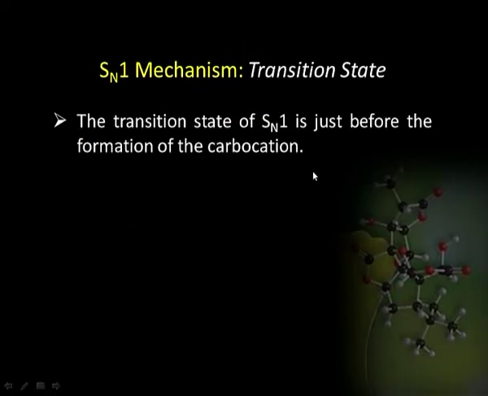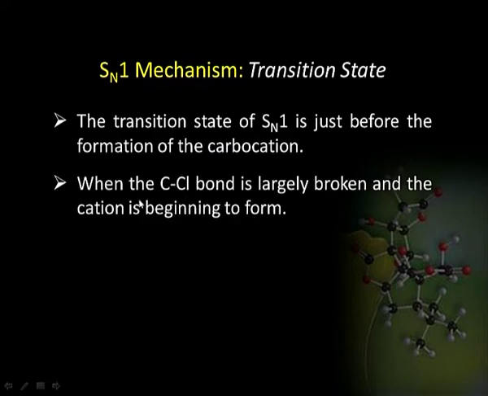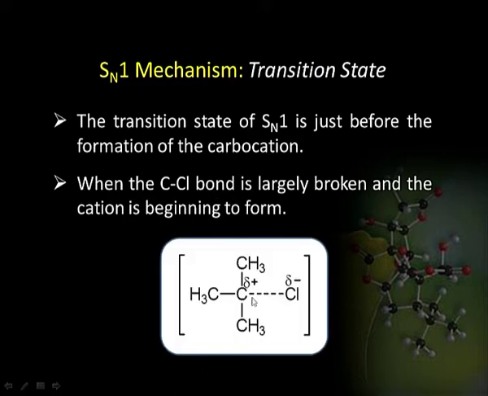In the case of the SN1 mechanism, there are actually two transition states. This is the transition state just before the formation of the carbocation, when the C-Cl bond is largely broken and the cation is beginning to form. As you can see, this is delta plus, delta negative, this is the bond which is partially getting broken, and Cl is trying to leave as the leaving group.